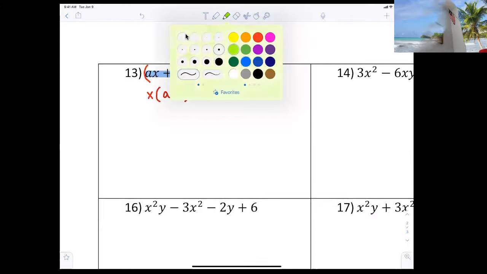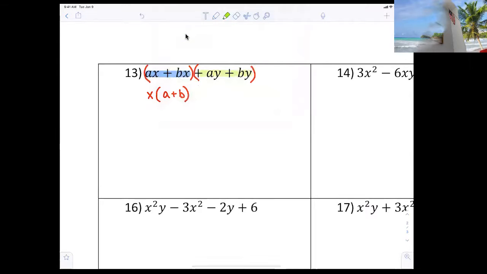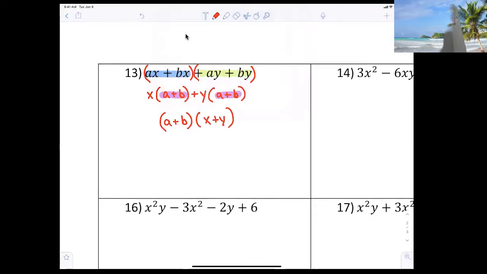Then you're looking at the next one. There's a common what? Now we're not going to say Y, positive Y. Then what's left? A plus B. Now we're looking at this saying there is a common what? A plus B. And then what was left behind? X plus Y.